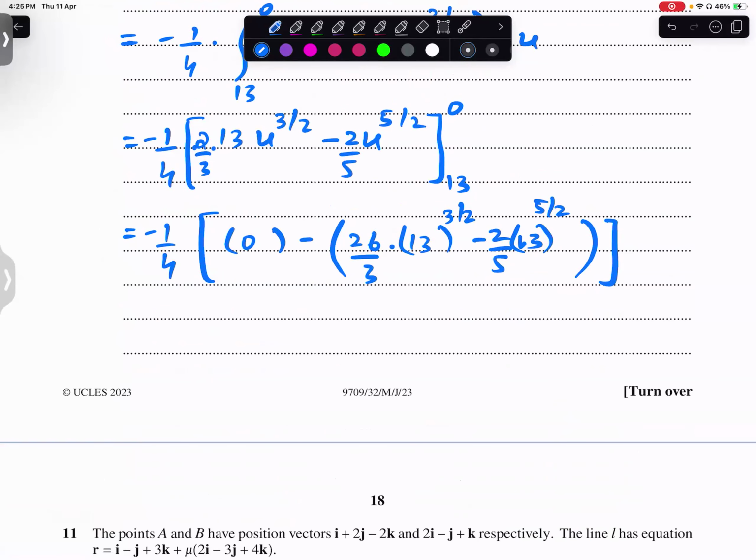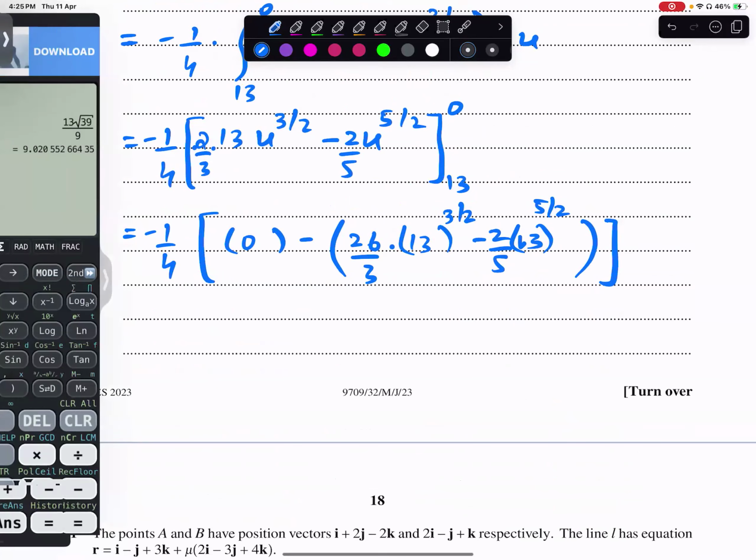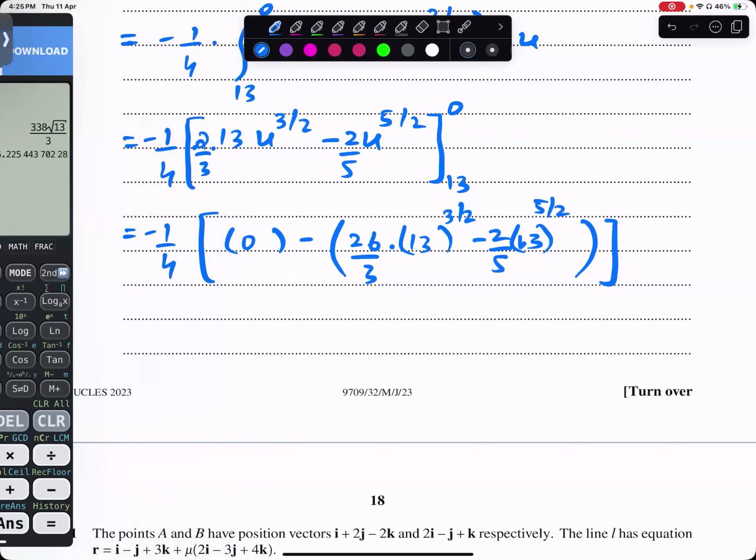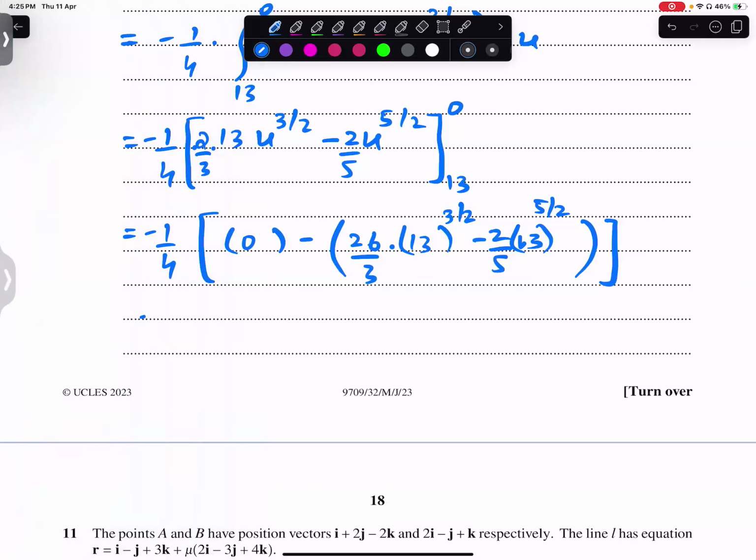Now, students, this will confuse you. Like 26 over 3 times 13 power 3 by 2. This will be root 338 root 13 over 3. If you understand, this minus will make this positive, so I'm doing that.